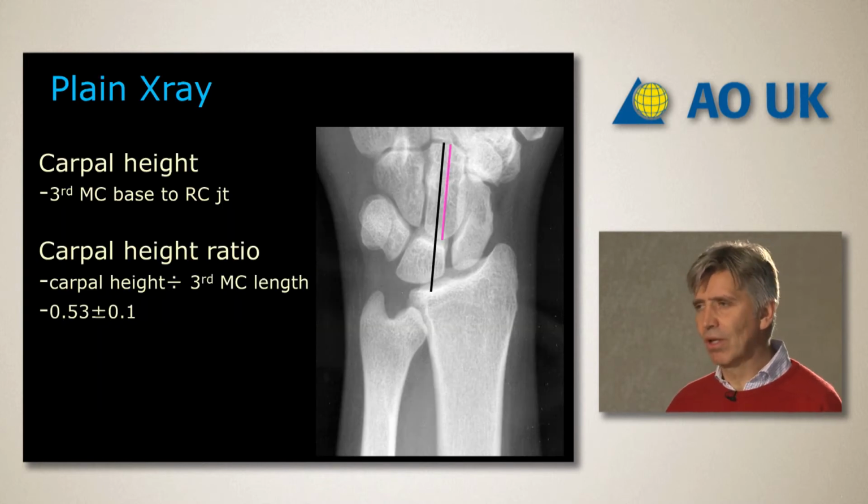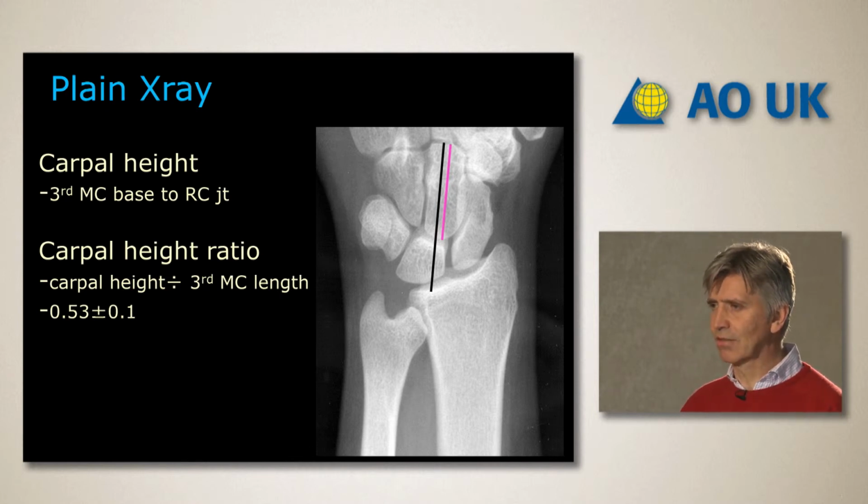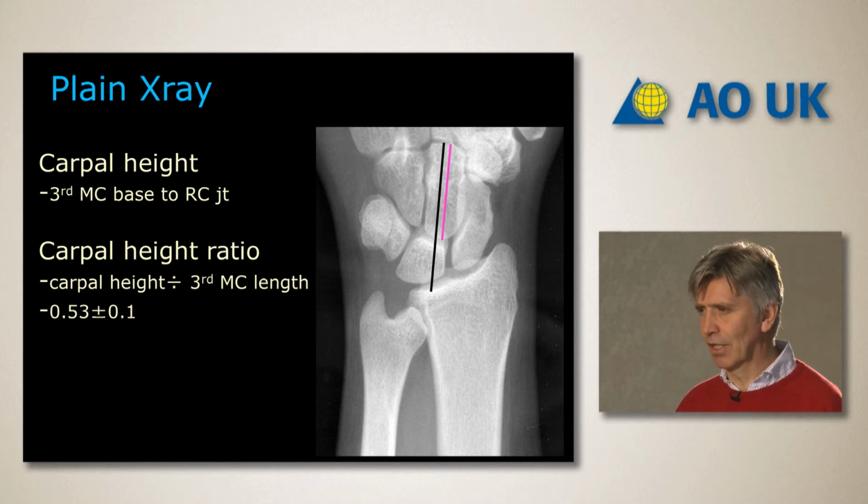You can measure the carpal height, which is the height of the carpus measured from the base of the middle finger metacarpal to the distal radius. You can also measure the carpal height ratio if you divide the original figure by the third metacarpal length.